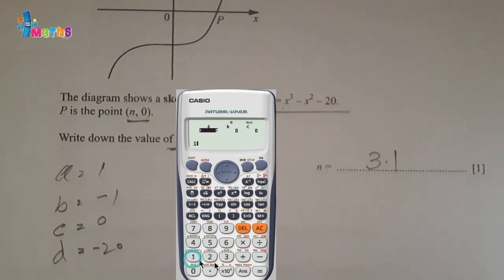So on the calculator, we can use mode 5, which is equation, and then we will be using 4.